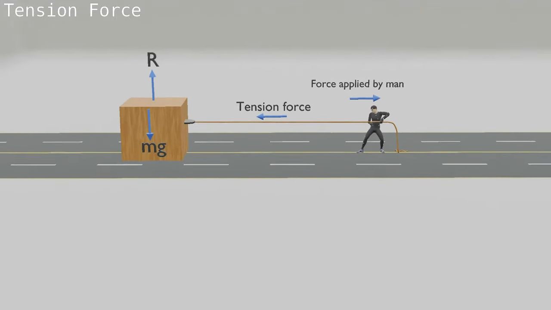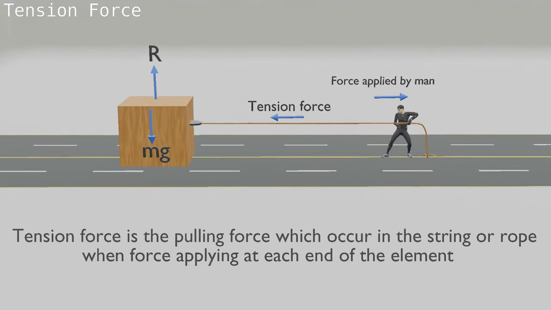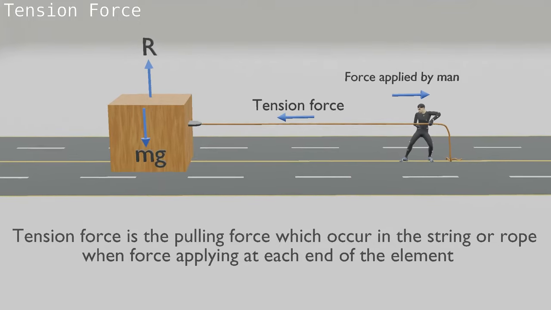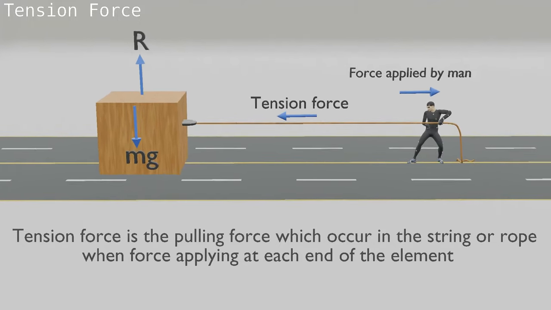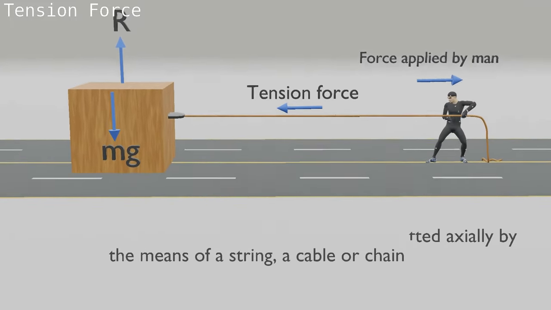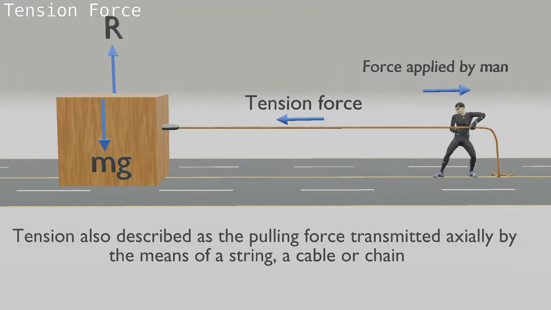Tension force can be defined as: tension force is the pulling force which occurs in the string or rope when force is applied at each end of the element. Tension is also described as the pulling force transmitted axially by means of a string, a cable or chain.